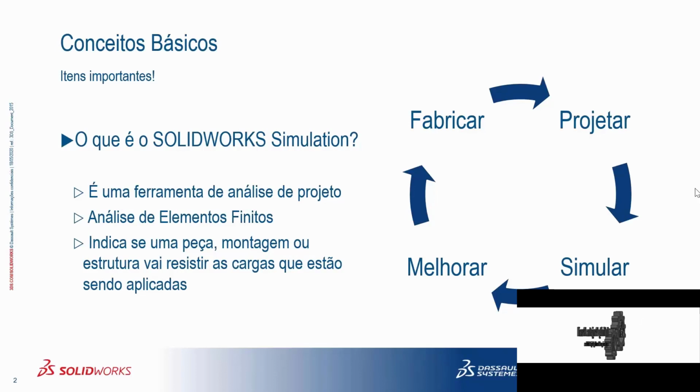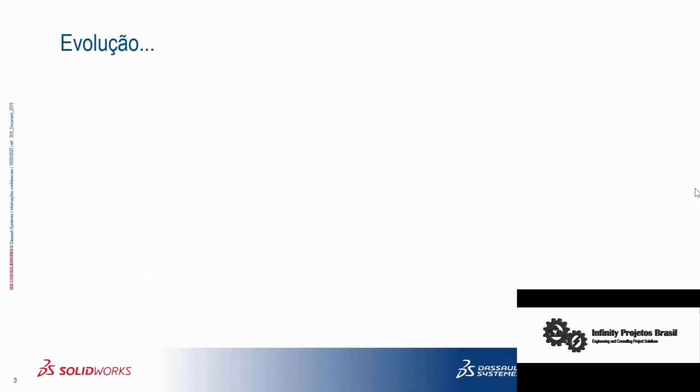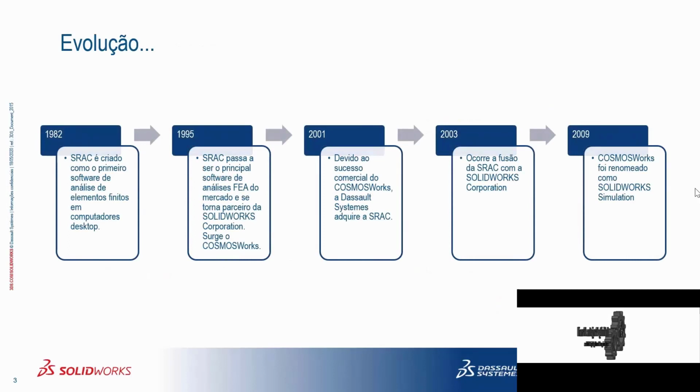Now let's talk a little bit about the evolution of SolidWorks Simulation. First, in 1982, came SRAC, which was the first simulation software using finite element analysis existing in the market for computers. Then in 1995, SRAC made its first main finite element analysis software in the market, and with that it became a partner of SolidWorks Corporation, and from there, COSMOSWorks.